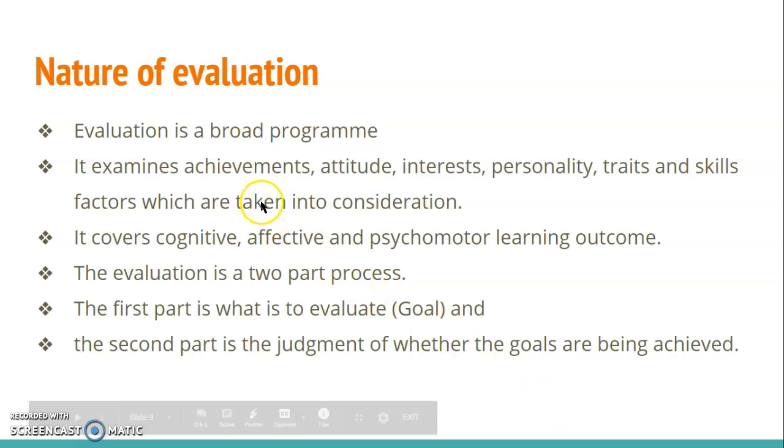Next one is nature of evaluation. How the evaluation exists. It's a very broad program. It examines almost everything in the student's life, like achievements, attitudes, interests, personality traits, skill factors which are taken into consideration. It covers cognitive, affective and psychomotor learning. That's why evaluation is better than the measurements. In olden days we used to focus only on the teaching goals, whereas now we are focusing on co-curricular activities as well. Evaluation is a two-part process where the first part talks about what to evaluate and the second part talks about whether the goals have been achieved or not.